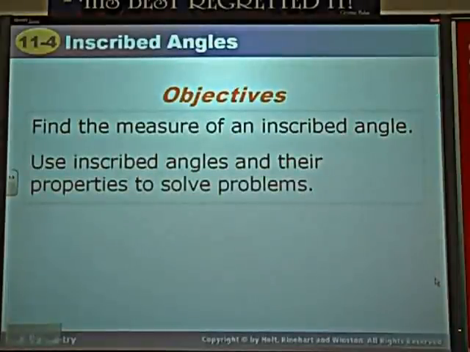Okay, welcome to Klein's Geometry. Today we're going to talk about lesson 11.4, inscribed angles. We want to be able to find the measure of an inscribed angle and use their properties to solve problems, which means we're going to learn their properties.